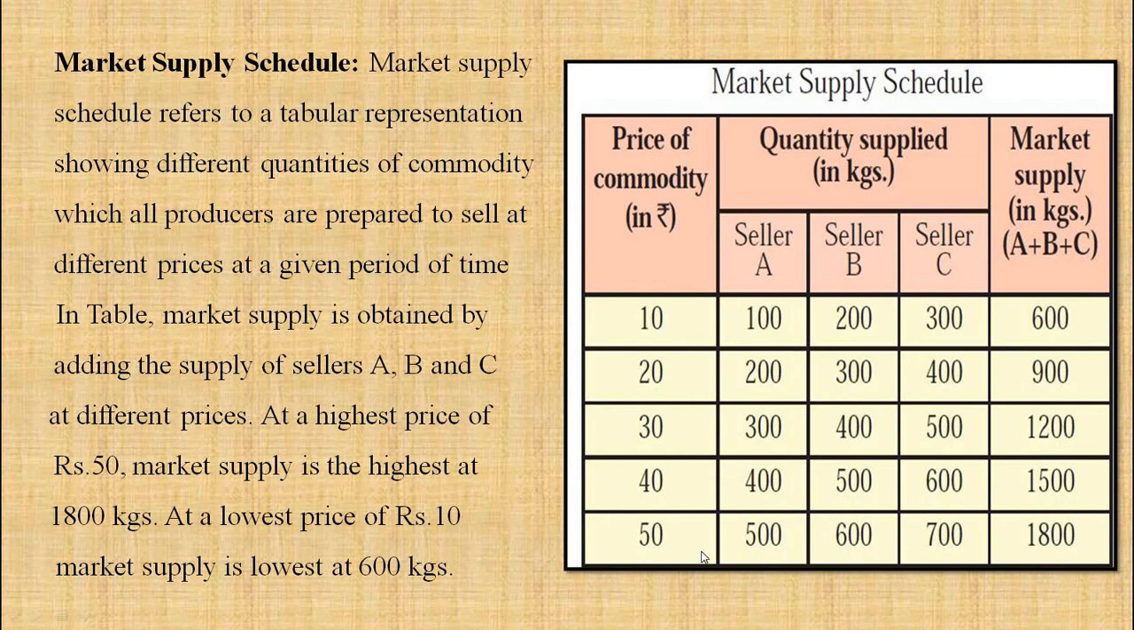So higher the price, higher is the supply, and lower the price, lower is the supply. Take it the other way. If price is falling from 50 to 40, 30, 20 and 10, supply is also falling from 1800, 1500, 1200, 900 and 600. That is, there is a direct relationship between price and quantity supplied.